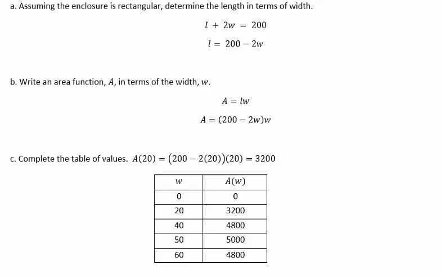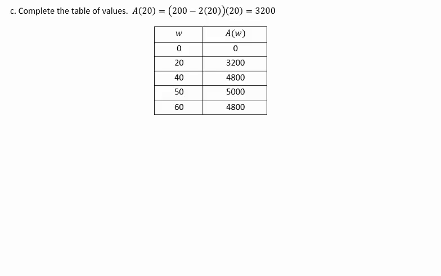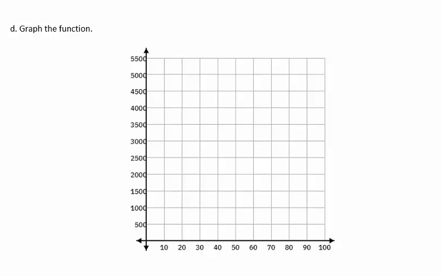Continuing down, we see that the area function first increases, and then after W equals 50, it starts to decrease. So really the vertex of this function is at (50, 5,000). And so we can use that point to graph the function and use another point in the table to obtain the graph of this parabola.